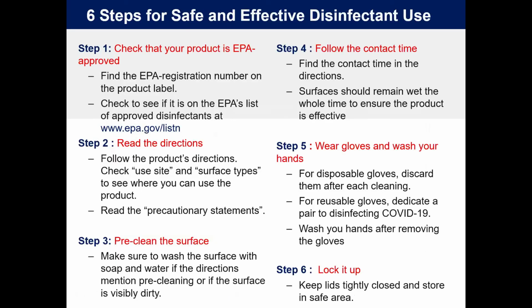So here are the 6 steps that the EPA talks about. Checking it's EPA approved, and this is the EPA link to the list. So if you're using Lysol or Clorox, all of those are EPA approved. Read the directions, pre-clean the surface as I mentioned, then you disinfect it.